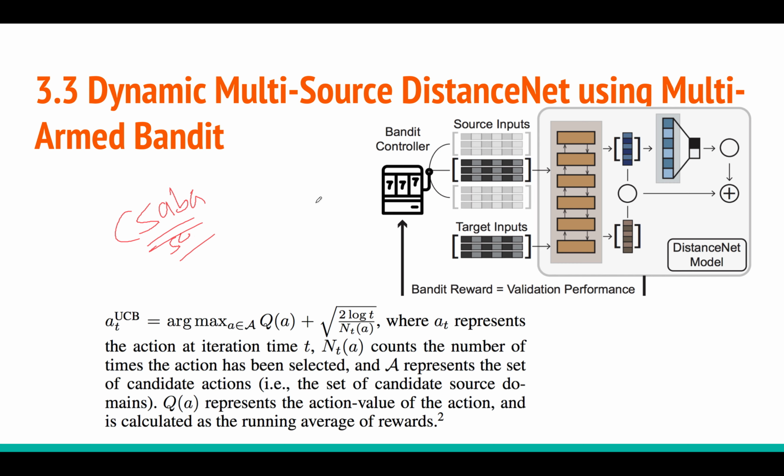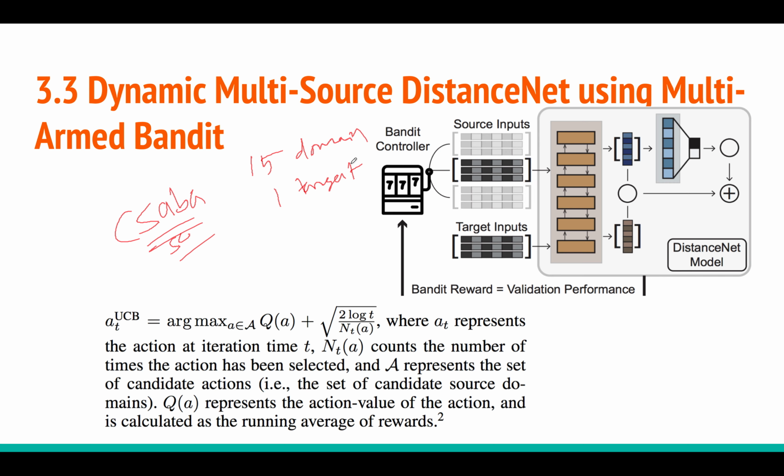So what happens is you have a lot of source data. Let's say you have 15 source domains and you have one target domain. Now, how do you do the training? If you have only one source domain and one target domain, things will be much easier. You can use just the simple DistanceNet and train the model, and the model should perform very well on the target data. But in our case, let's say we have 15 domains, which are all source domains, right?